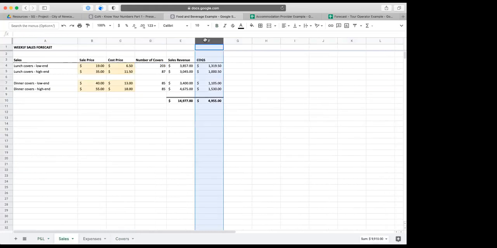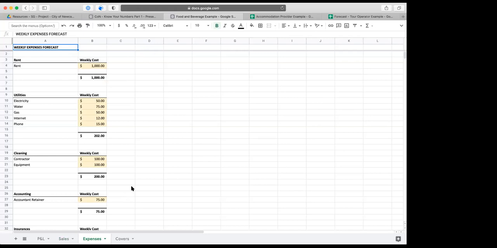We have COGS. Here we have the cost price for each of our cover types. Based on the number of covers, the COGS are calculated. We can, of course, vary the cost price to understand what effect that has. All the other expenses are forecasted in the expenses tab.